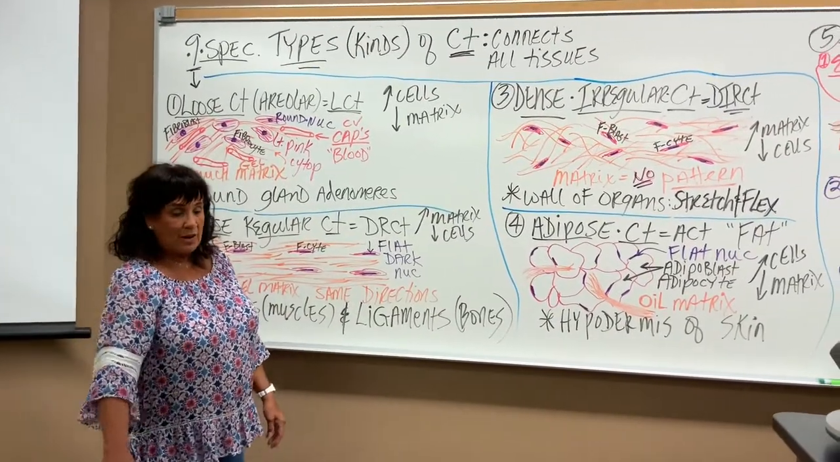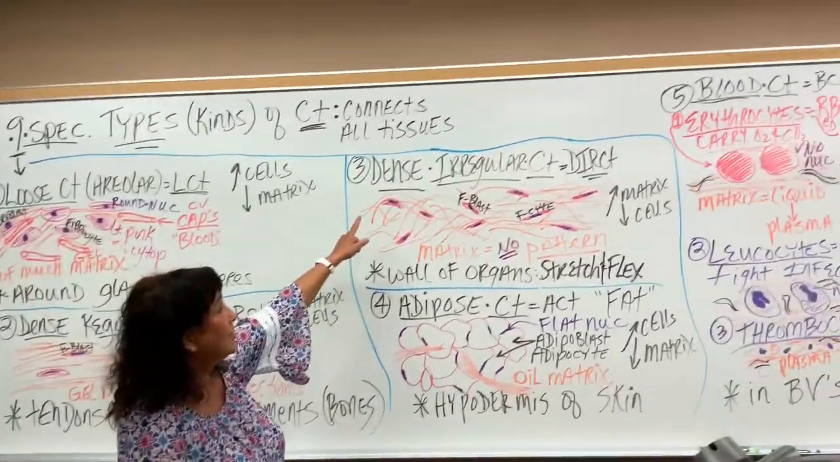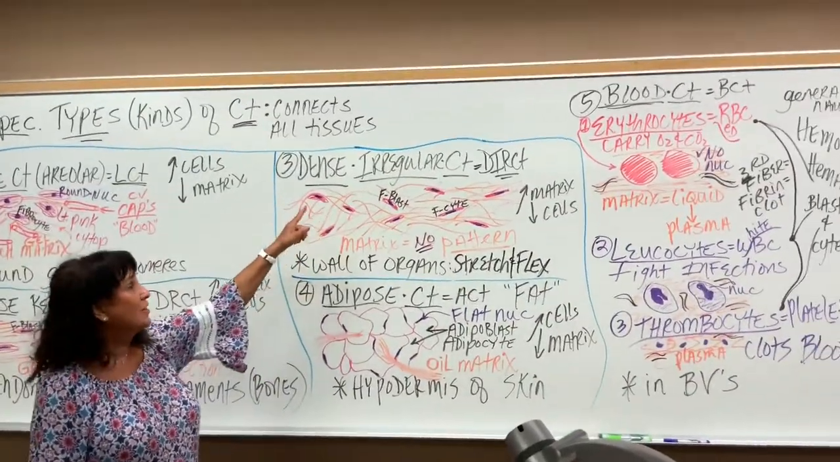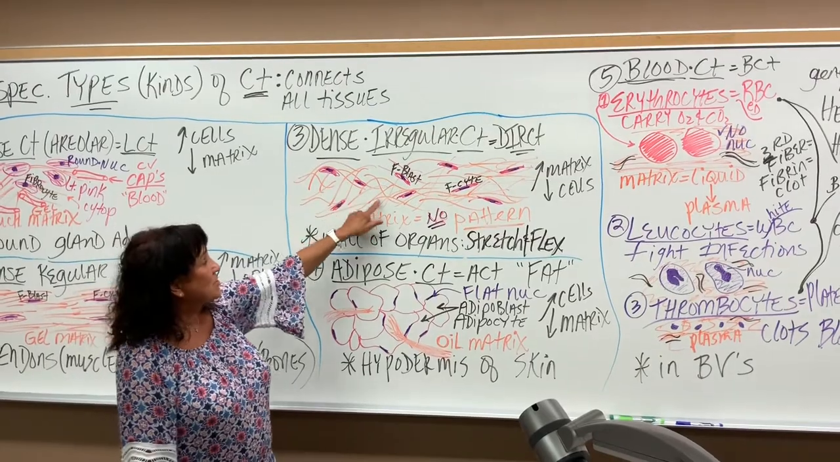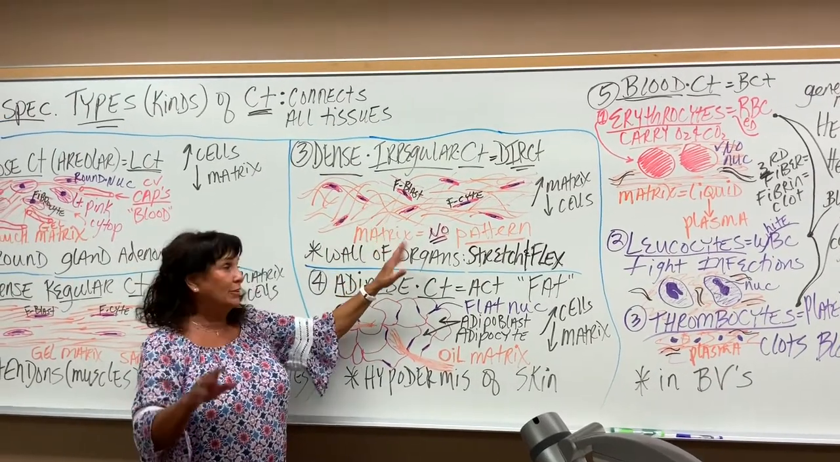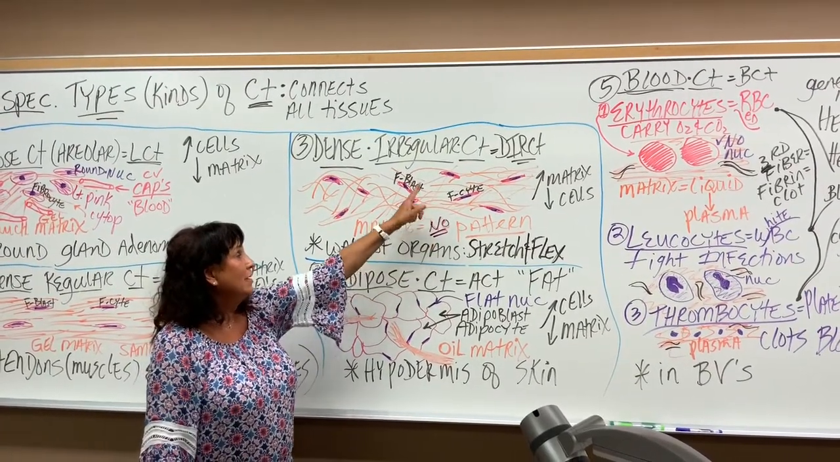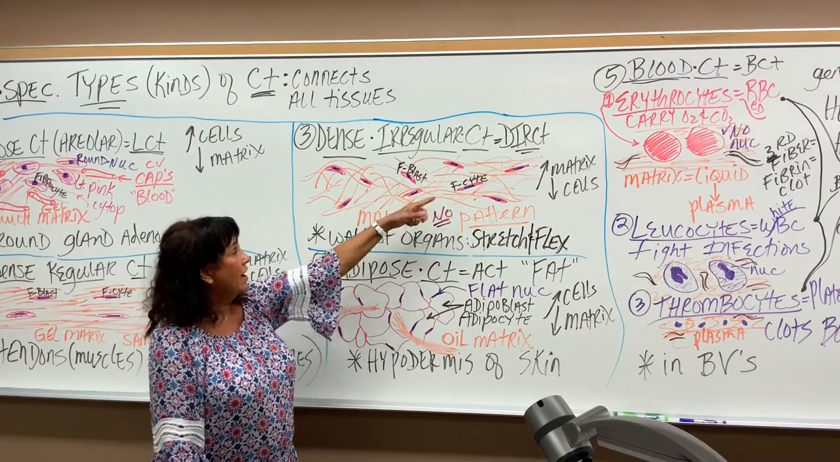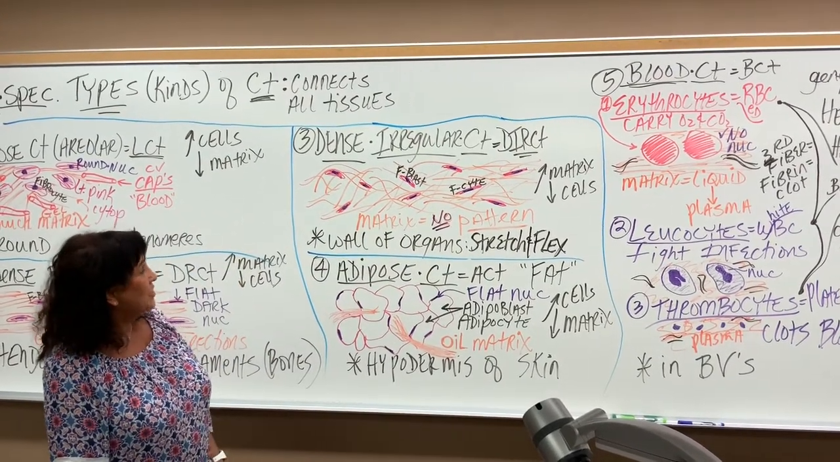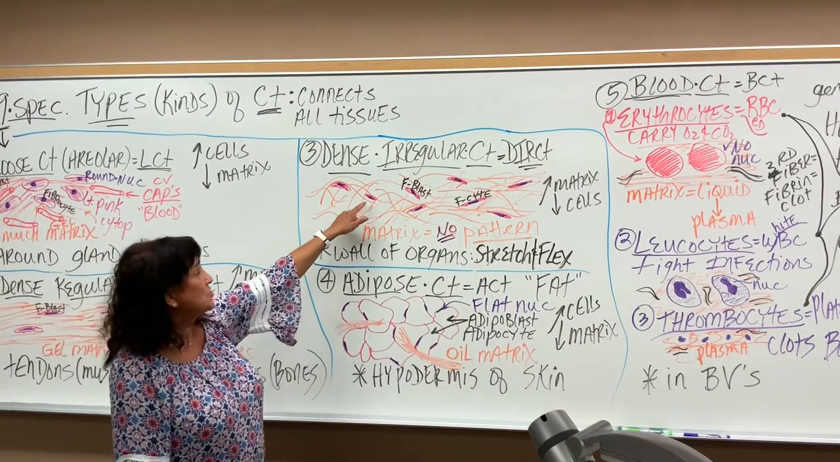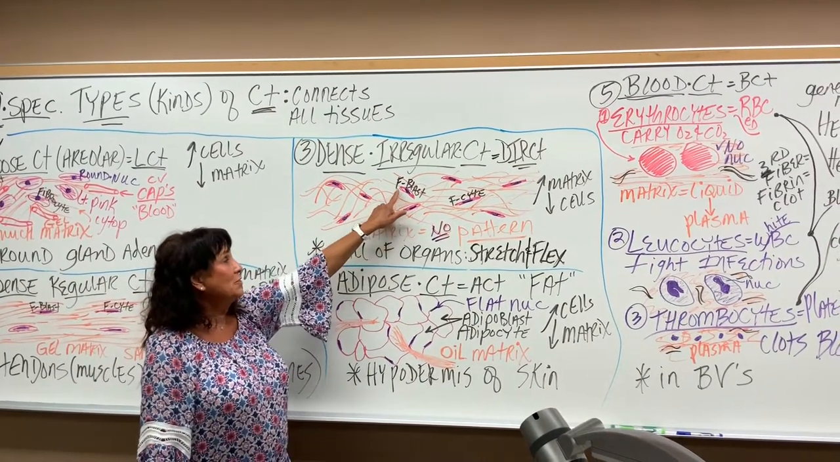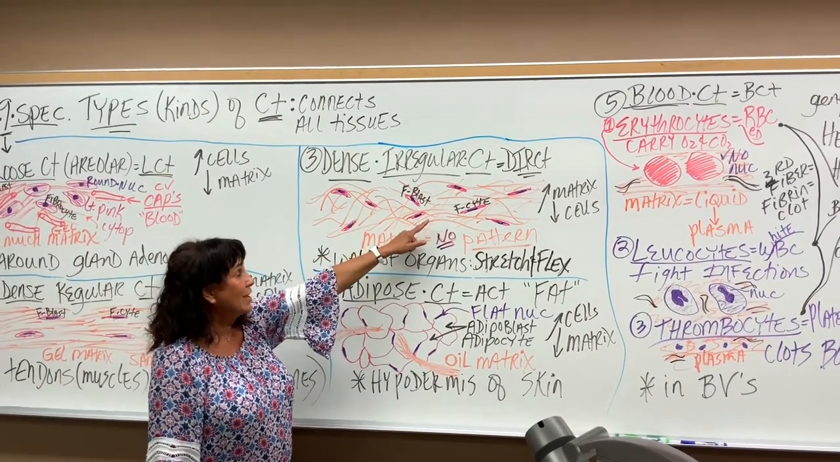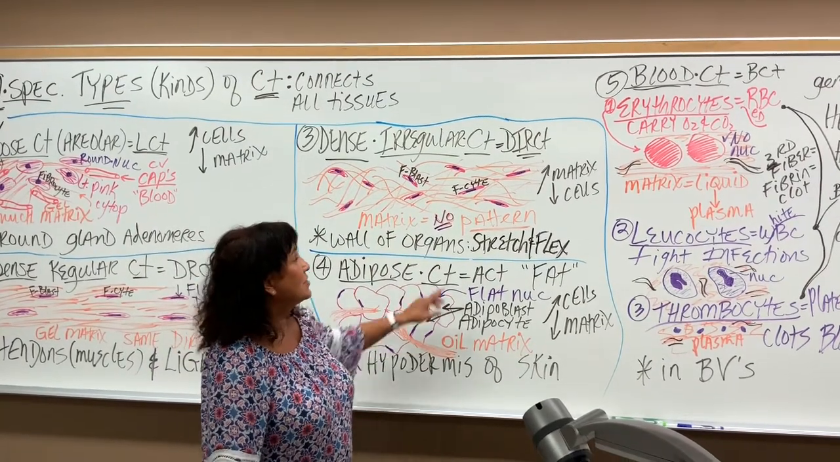Now going on to our next one, dense irregular CT. In dense irregular CT, the matrix has no pattern. It goes every which way right here. The cells are scattered in there, and they're called fibroblasts and fibrocytes. And how do we abbreviate dense irregular CT?